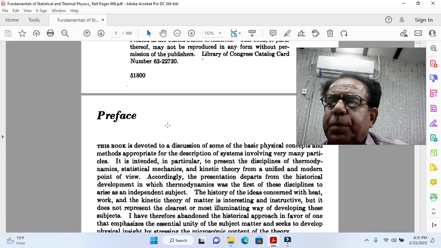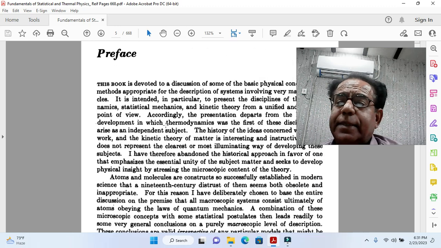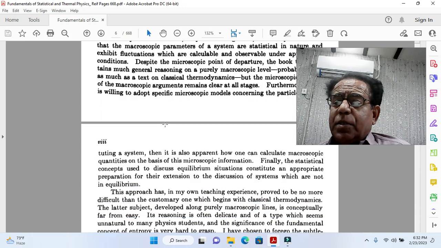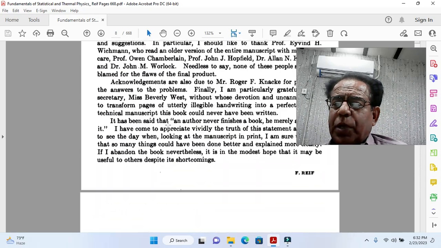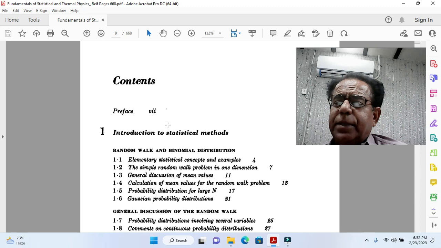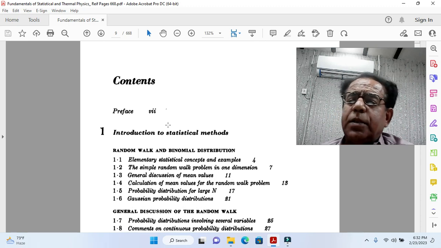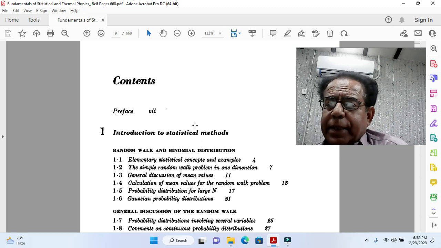Okay, this book was published in the year 1995, not 65. Oh, dear students, the tongue slips many times. Anyhow, we will move forward. We will not repent so much on the slipping of the tongue.